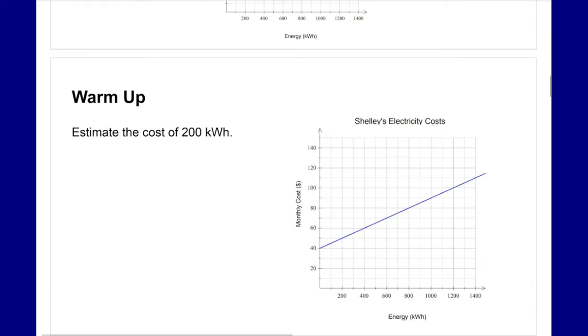Estimate the cost of 200 kilowatts. So 200 kilowatt hours, again, we have 200, so we can go up, hit our point here, and then go over. So this looks like it'd be $50. So I would roughly estimate $50 for 200 kilowatt hours based on our relationship or our model.